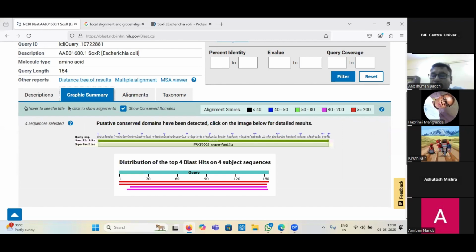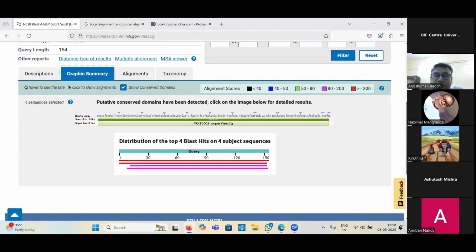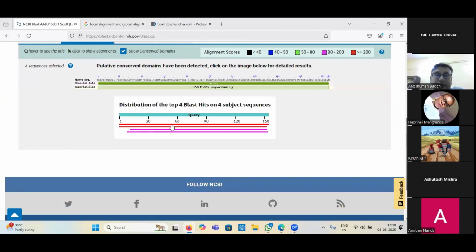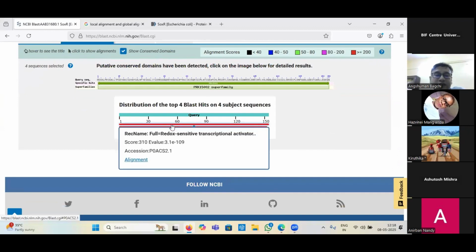This is called the graphic summary. If you do a mouse over here, you will get to know the details of these results.